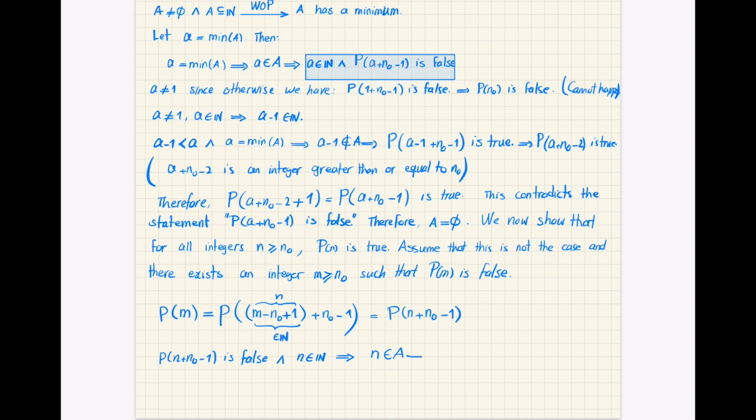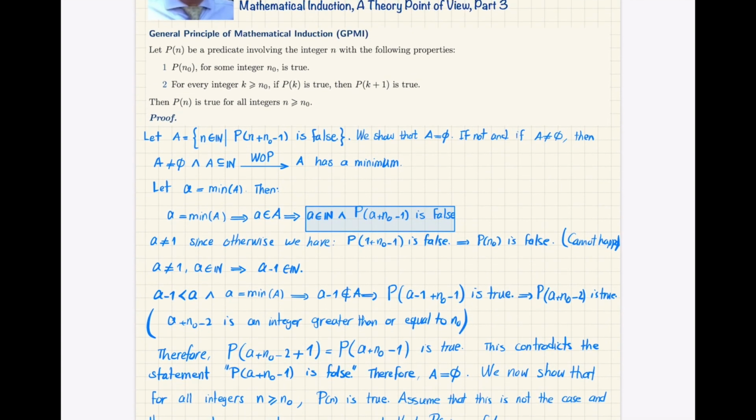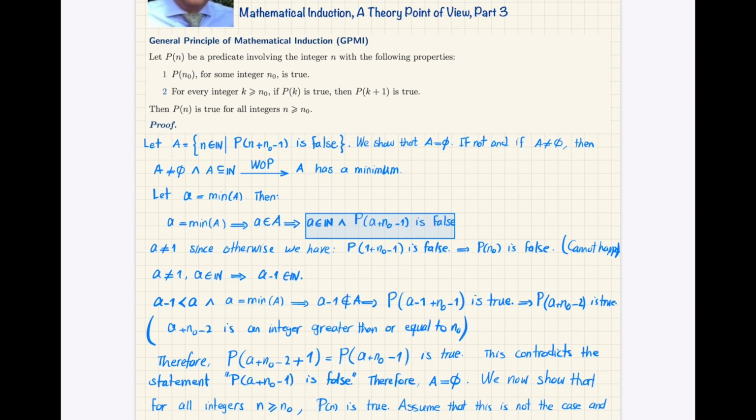Okay, so this means that A is not empty, and this contradicts A equal to empty. Therefore, P of n is true for all integers n greater than or equal to n naught. So let me now go and present an example so that you can use this in practice.